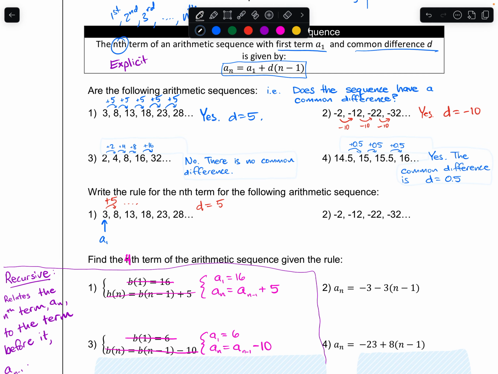And we're going to throw all of that together into our rule. A sub n should equal a sub 1 plus the common difference times n minus 1. And we're just going to plug in what we know. A sub 1 is 3. And the common difference is 5. There we go. That is our rule for the given sequence. Let's try number 2.